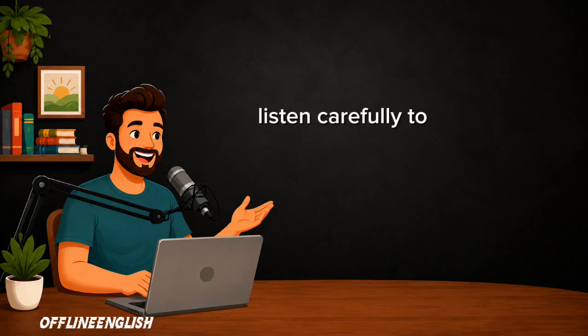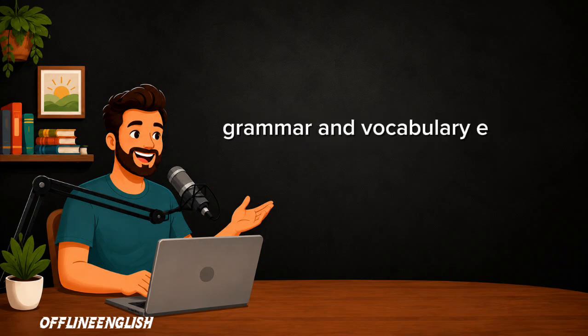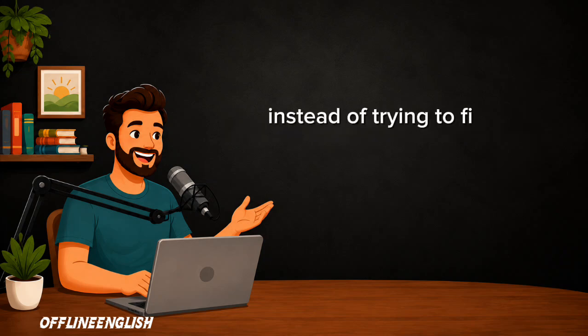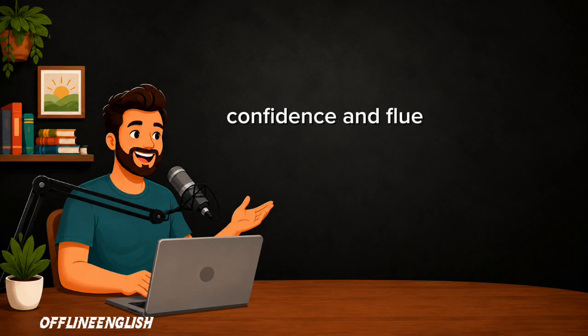Listen carefully to native speakers and compare your own speech with theirs. Record yourself regularly to identify pronunciation, grammar, and vocabulary errors. Correct one mistake at a time instead of trying to fix everything at once. Consistent self-correction gradually builds accuracy, confidence, and fluency in real-life conversations.